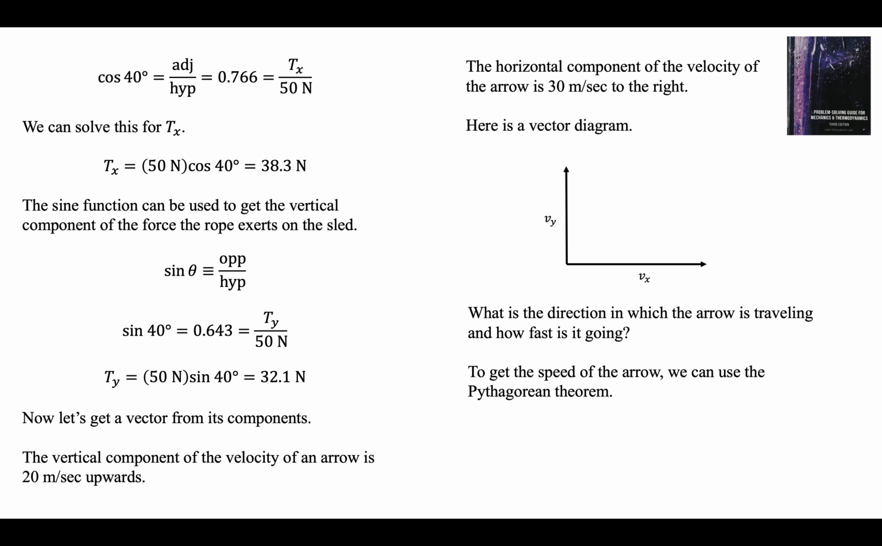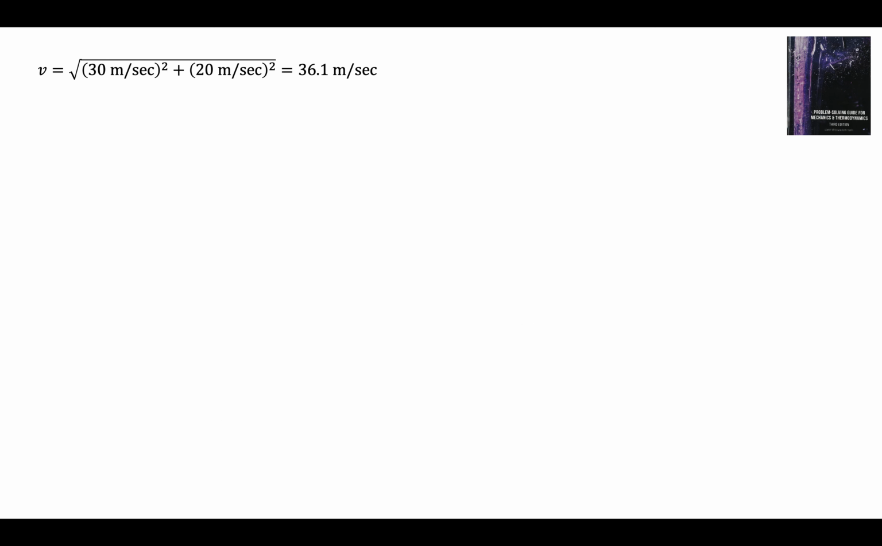To get the speed, we just use the Pythagorean theorem. It's the hypotenuse. The speed's the hypotenuse. So let's plug in the numbers. And we get 36.1 meters per second for the speed. There it is, 30 meters per second this way, 20 meters per second this way, 36.1 meters per second is the speed. Now we want to get this angle.